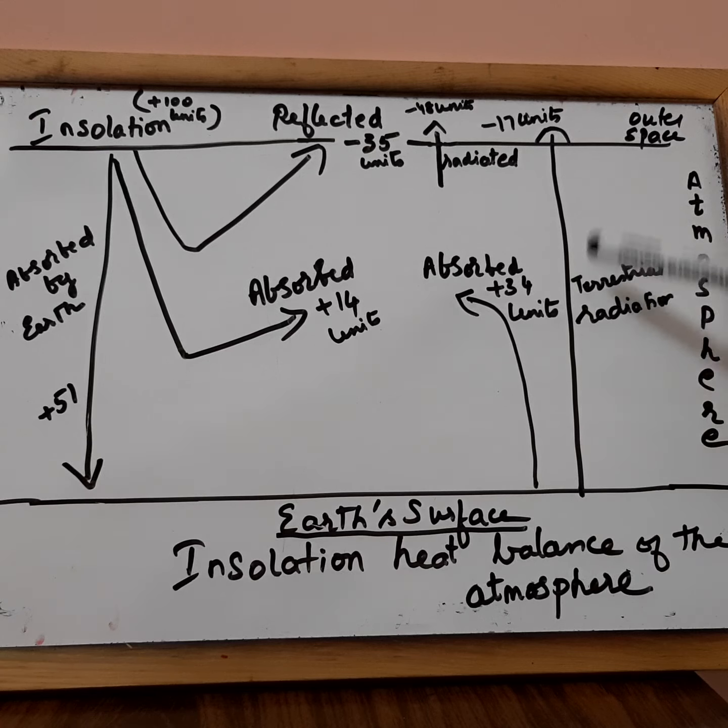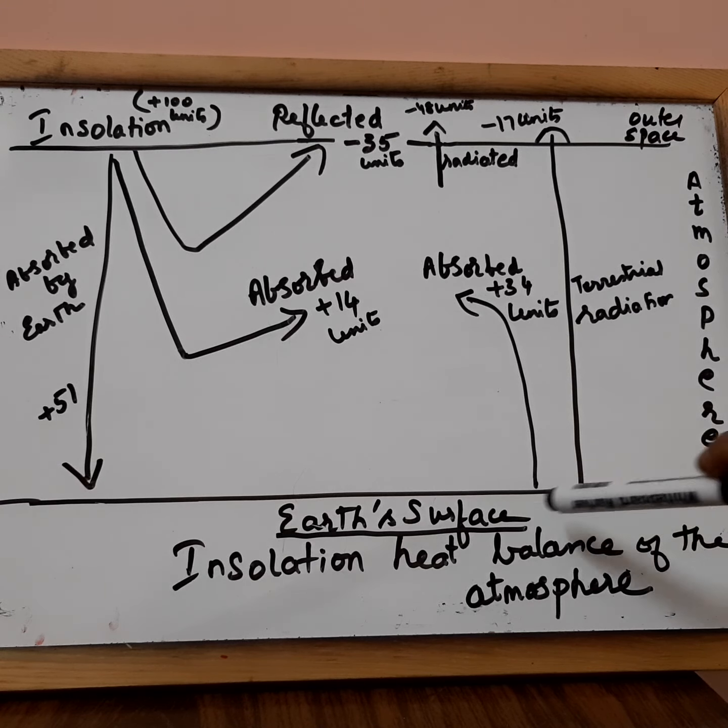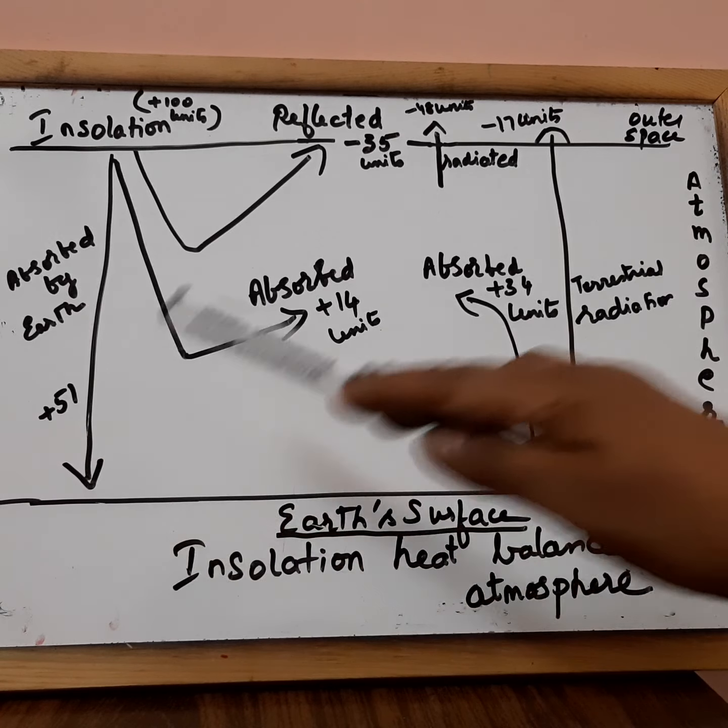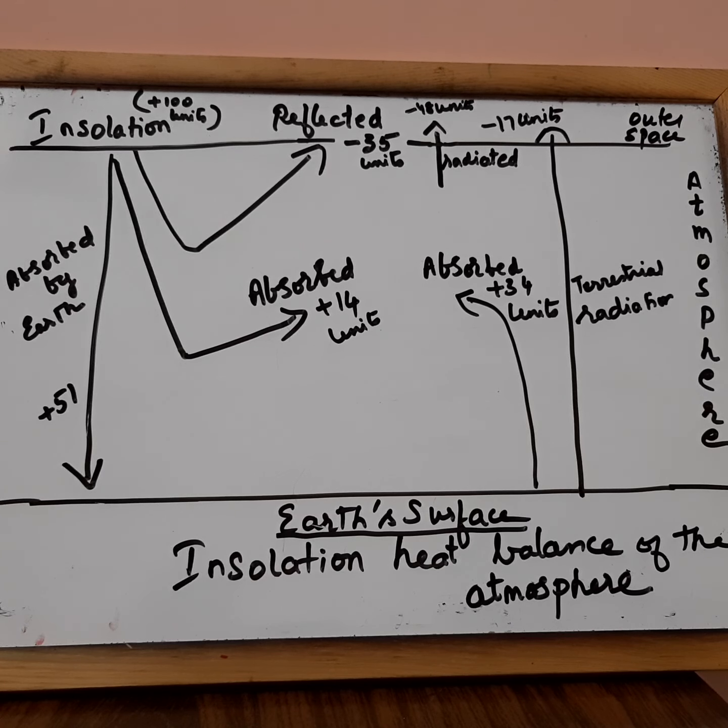This is known as terrestrial radiation. What is absorbed by the earth is sent back. The surface of the earth in turn radiates heat in the form of relatively long waves. This is called terrestrial radiation. The sun's heat is radiated by the earth's surface, so it is known as terrestrial radiation. The amount of energy radiated by the earth is equal to the amount of insolation.